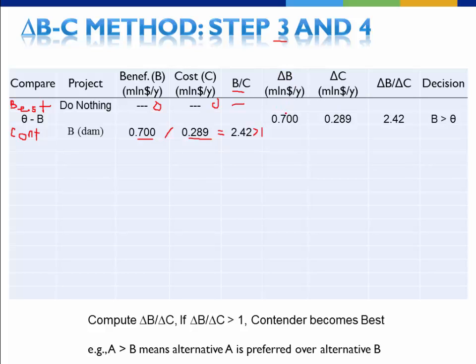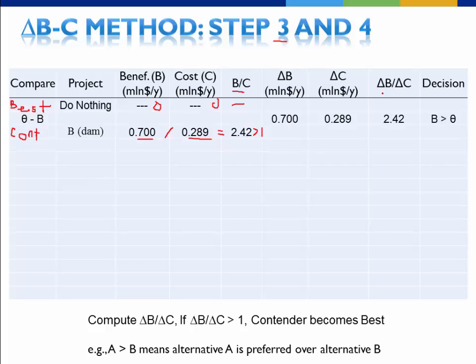Now, how are these increments of benefits calculated? You subtract the contender benefits minus the best benefits, and this is 0.7. Now, you do the same for the cost. You subtract the contender cost minus the best cost, and in this case it is 0.298.